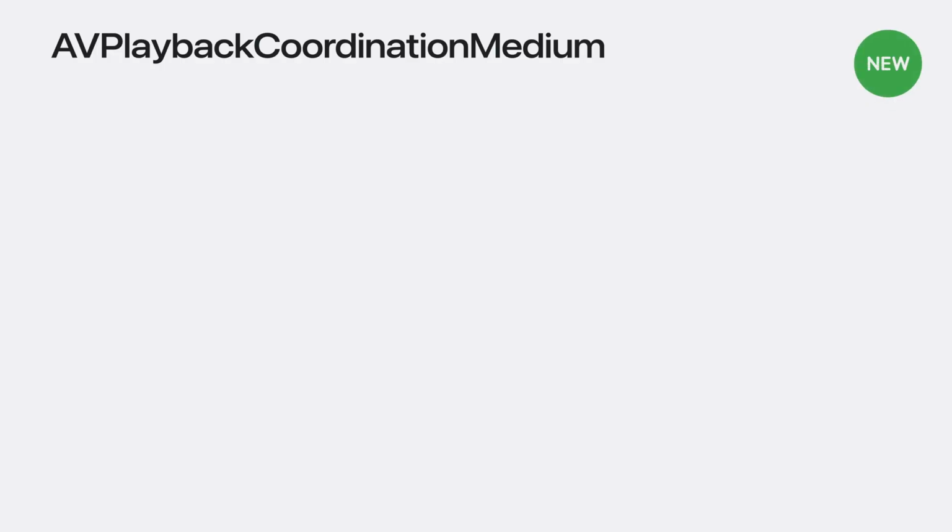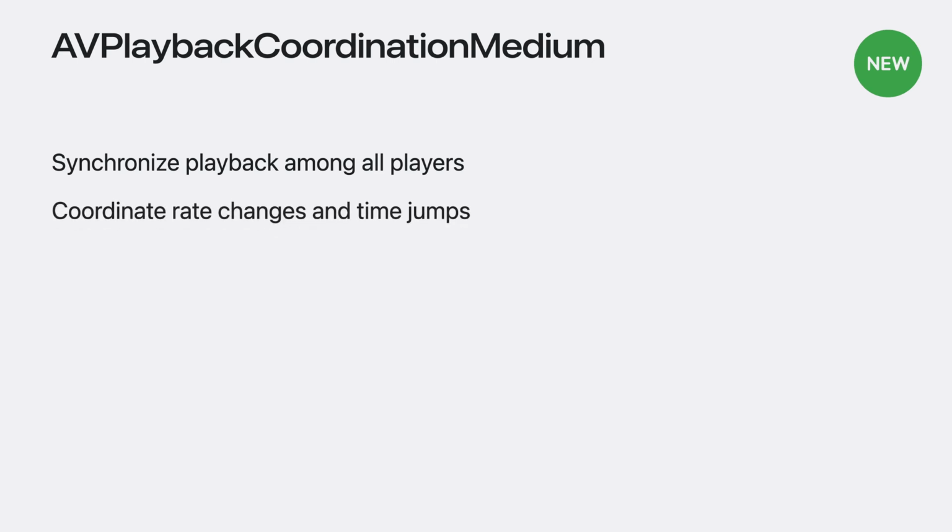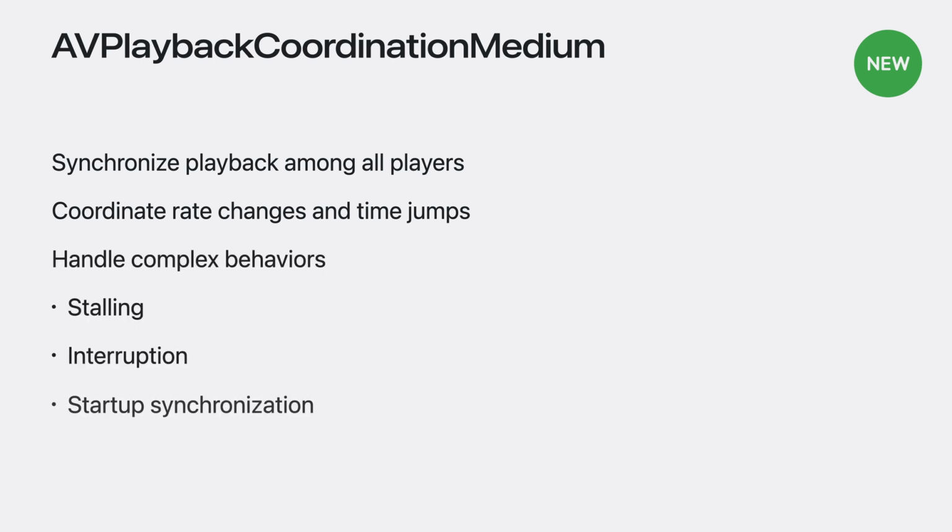The AV Playback Coordination Medium from the AV Foundation framework makes it easier to tightly synchronize playback across multiple players. It handles the coordination of rate changes and time jumps, as well as other complex behaviors like stalling, interruptions, and startup synchronization. I'll demonstrate how to use the AV Playback Coordination Medium to coordinate between multiple players in your app.